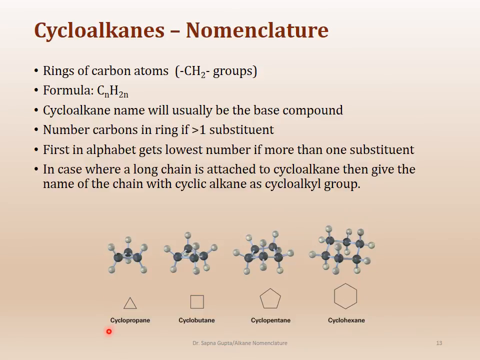Here are some of your basic rings: cyclopropane, 3 carbons, cyclobutane, 4 carbons, cyclopentane, cyclohexane. It's very rare that you will encounter cycloheptane or cyclooctane. Those occur, but not so much. We will talk about them in class, but naturally occurring rings are pretty much cyclopentane and cyclohexane.